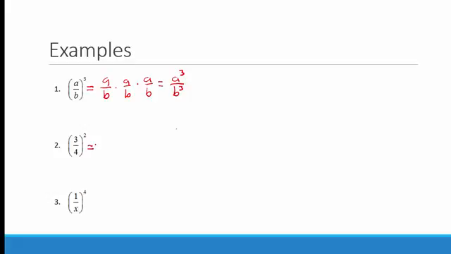Using the quotient to a power rule, we can expand this. We can rewrite 3/4 all raised to the second power as 3 to the second over 4 to the second. 3 to the second power is 9, and 4 to the second power is 16. Using the quotient to a power rule, we get, in our third example, 1 to the fourth in the numerator and x to the fourth in the denominator. 1 to the fourth is equal to 1, so we get 1 over x to the fourth.